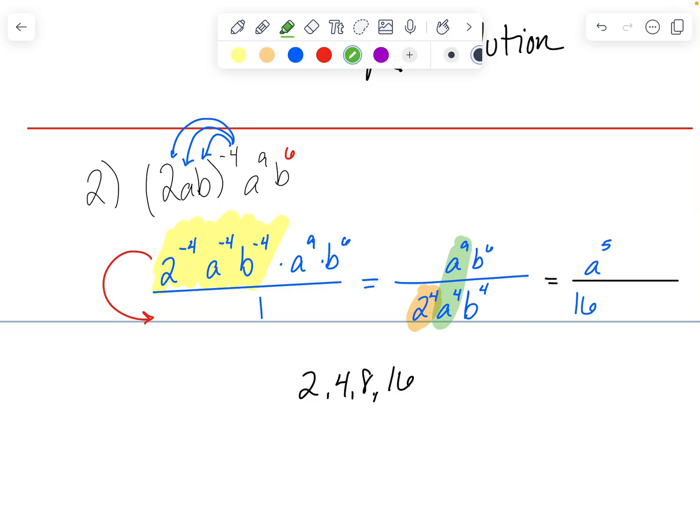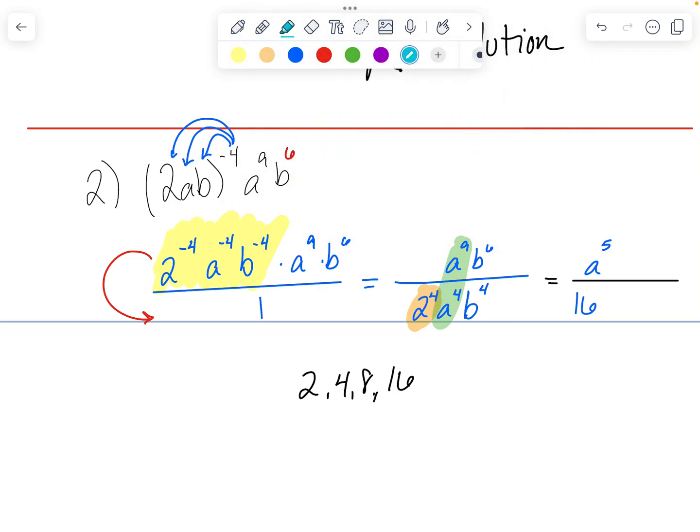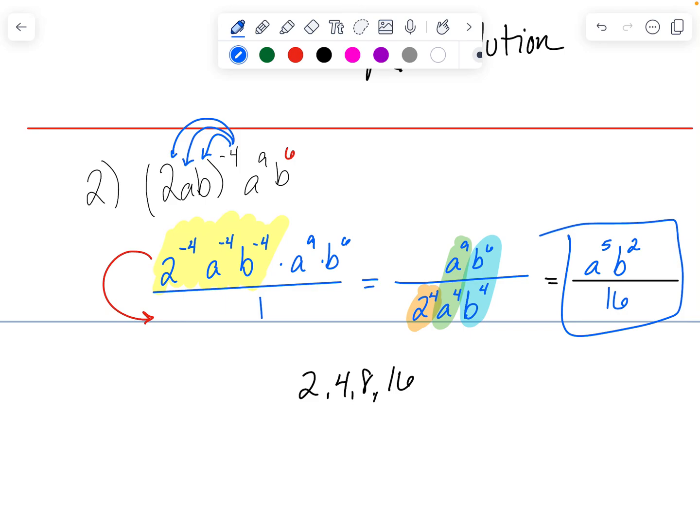And for the b's, let me choose a different color. Let's go with this color. I have more b's in the numerator than in the denominator. I see division, so I'm going to subtract 6 minus 4 is 2. And now there are no like terms for me to combine here. So my final answer would have to be a to the fifth, b to the second, over 16.